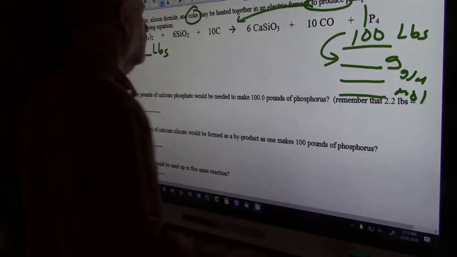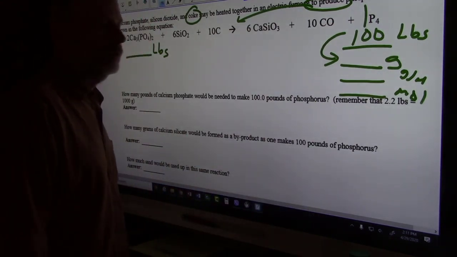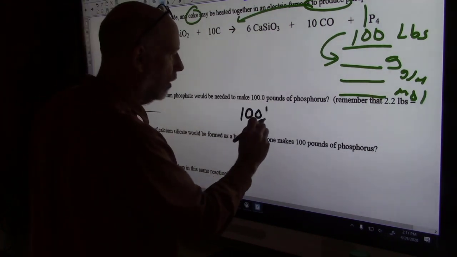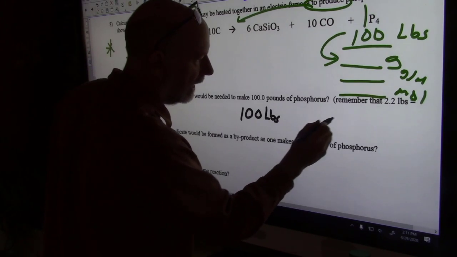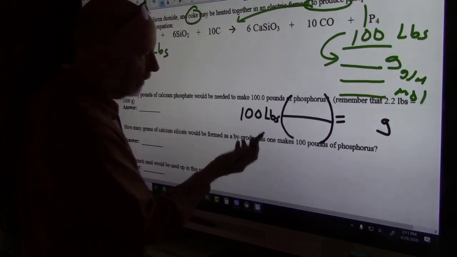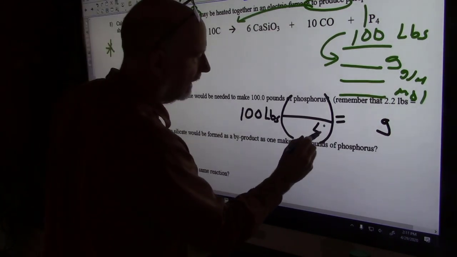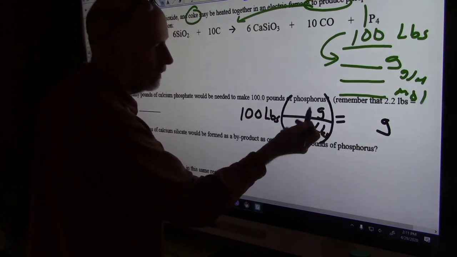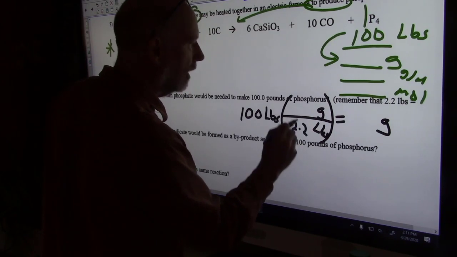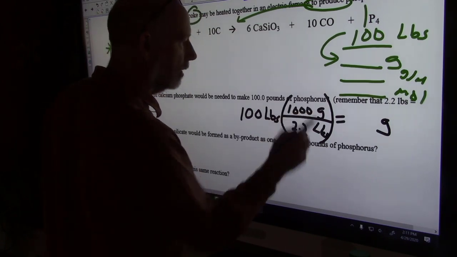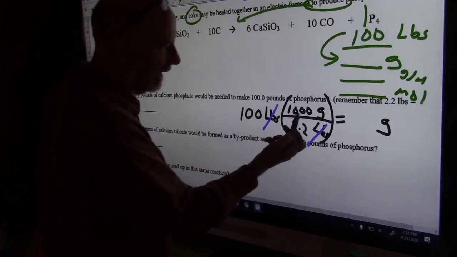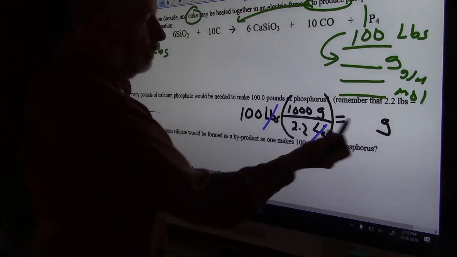Allow me to do this for you. I'm not doing it for you, just a refresher. 100 pounds, lbs. Save space, equal sign is how many grams? Get rid of lbs and get grams. Grams is on the top. 2.2 pounds is the same as 1,000 grams. Pounds cancel with pounds, we're left with grams. 100 times 1,000. 100,000 divided by 2.2. It's a big number of grams.